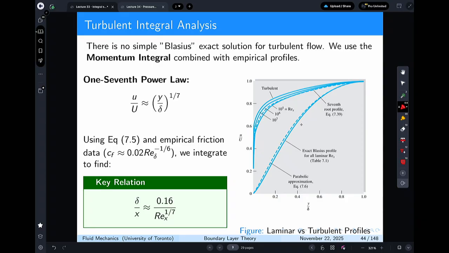So if you look at this graph over here, here's the Blasius solution, and that's for laminar flow. This is y over delta, U over U infinity, and you'll notice it goes to a pretty high value relatively quickly. The other lines are the turbulent lines. And they change here, 10 to the 7th, 10 to the 6th, 10 to the 5th. And this 7th root profile is actually pretty good because it does seem to fit reasonably well to that data.